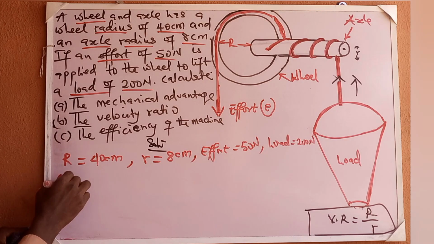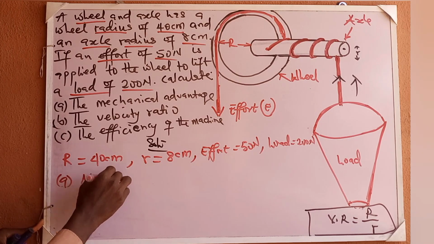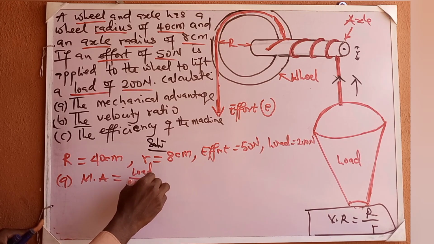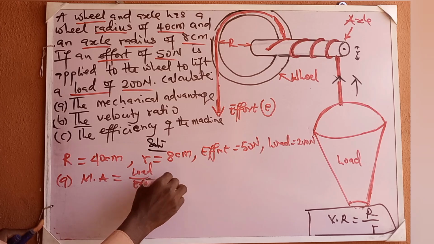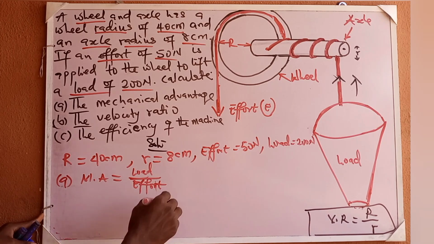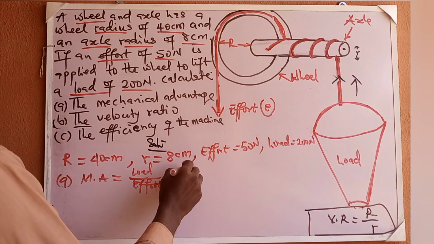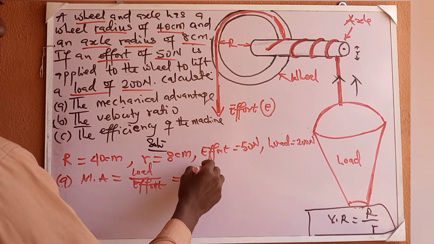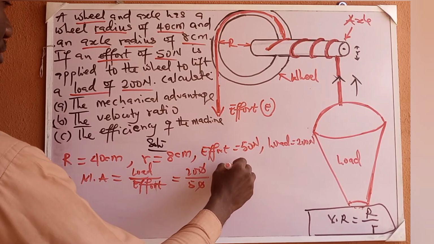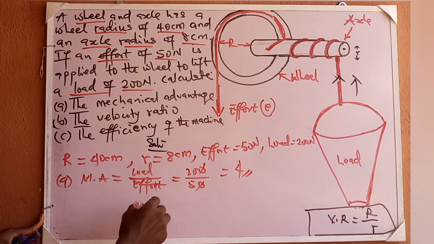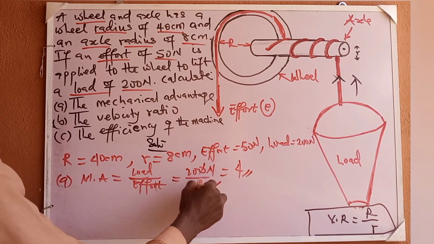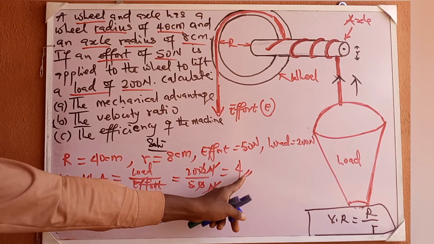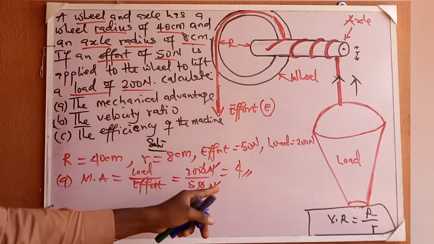So first is mechanical advantage. MA equals load over effort, as we have established. Mechanical advantage is the ratio of load to effort, and our load is 200 upon effort 50. This goes with this, so this will give us 4. Of course, there is no unit to that because this is in newton, this is in newton, and newton will cancel newton. So our mechanical advantage is 4.